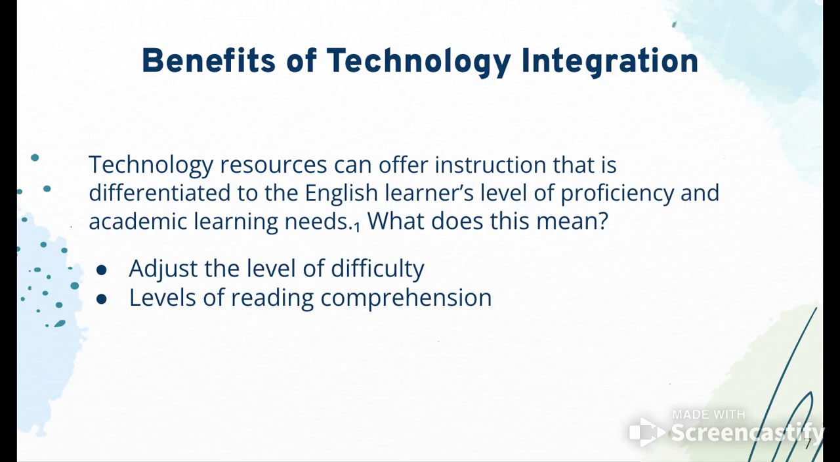When we say technology resources can offer instruction that's differentiated to the English learner's level of proficiency and academic learning needs, what does this mean? Well, educators are able to provide adaptive learning platforms or software that adjust the level of difficulty or complexity of tasks based on the learner's proficiency level. For example, educational apps or programs may offer various levels of reading comprehension exercises or language learning activities tailored to the individual learner abilities.